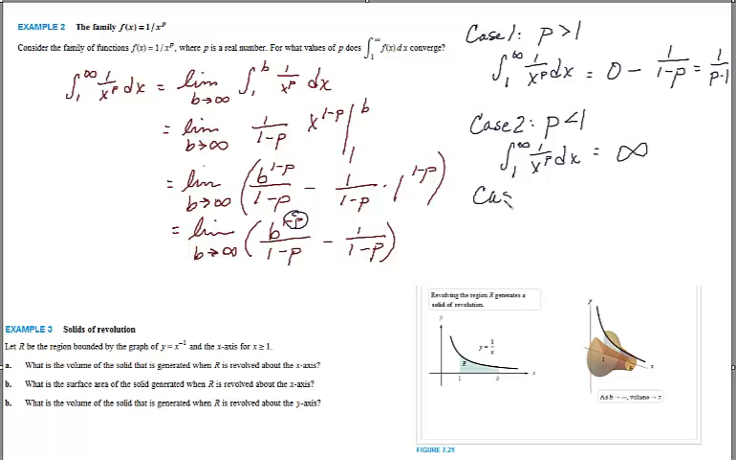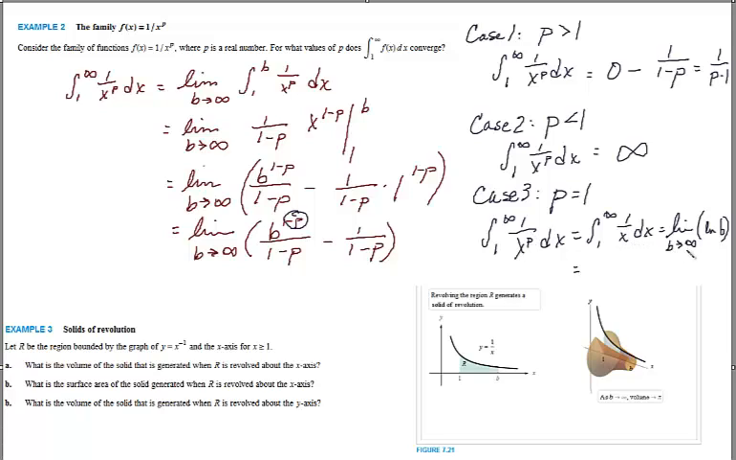Now let's look at case 3 where p equals 1, and that's not going to be much good either. Let me write it down. If p is equal to 1, then we've got this integral here, and that's just of course the natural log, and as this gets bigger and bigger, the natural log gets bigger and bigger, so this also equals infinity, so it also diverges. So the only case where this has a valid, finite answer would be if p is greater than 1.